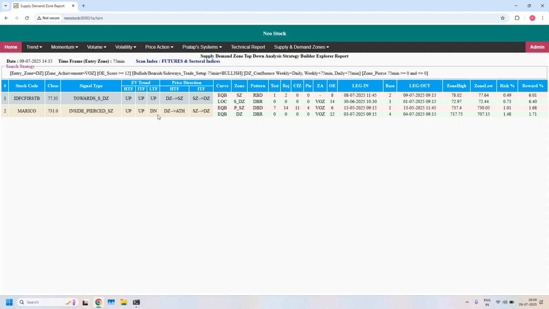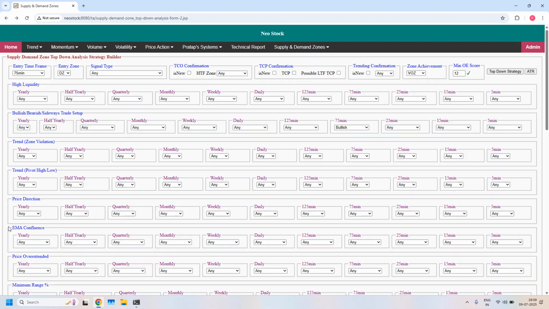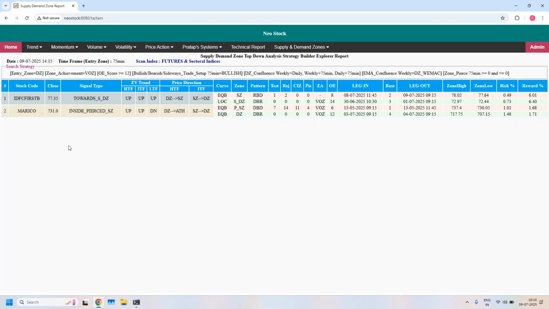Let's further verify any of these weekly demand zones are having weekly EMA. In that case, the 75 minutes demand zones might be having more high probability to get success. So weekly time frame I am checking. Weekly demand zone with weekly EMA. Both stocks are having uptrend. Let's filter. So both are filtered. That means both these 75 minutes demand zones might be having more high probability to get success, provided less than 20 checklist items are satisfied. Otherwise, there are higher chances zones might be violated.